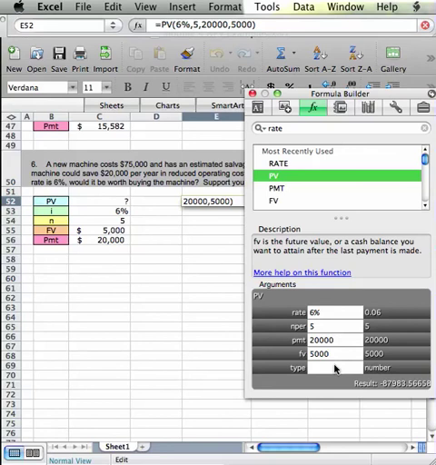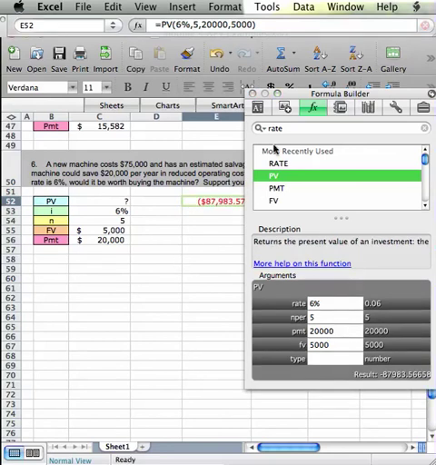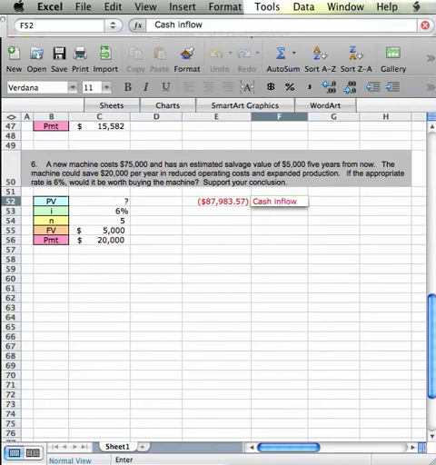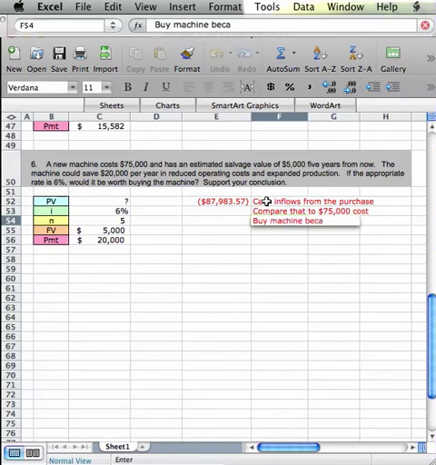And if we go ahead and enter this, we'll see that the present value of those two cash flow streams is $87,983.57. That's the cash inflows from the purchase. We're going to compare that to $75,000, which is the cost of the machine. What we'll note is that we're going to want to buy the machine because the benefit of $87,983.57 is greater than the cost of $75,000.